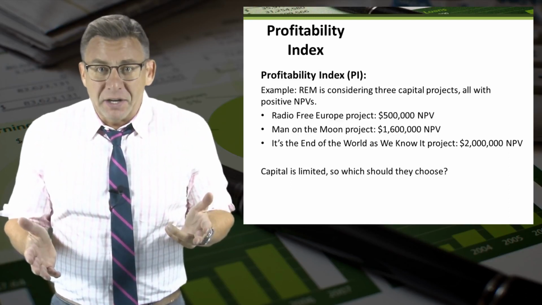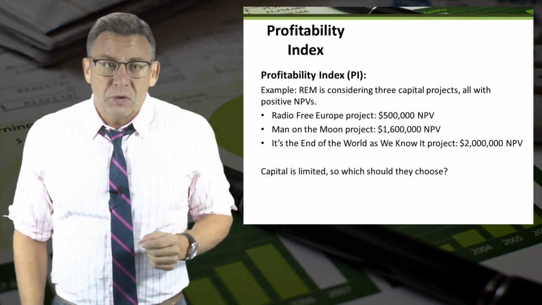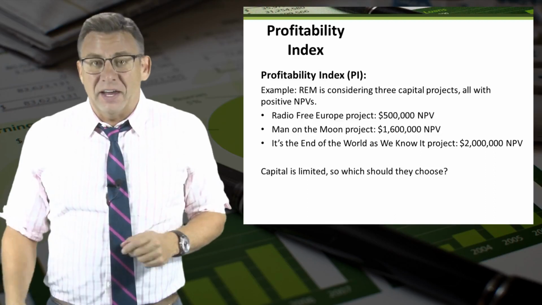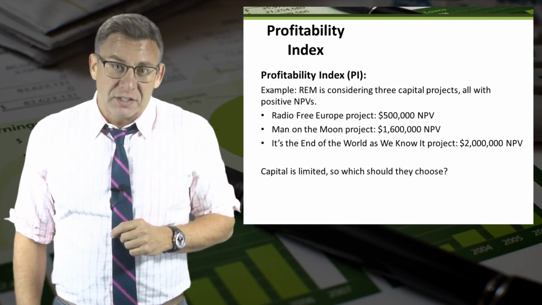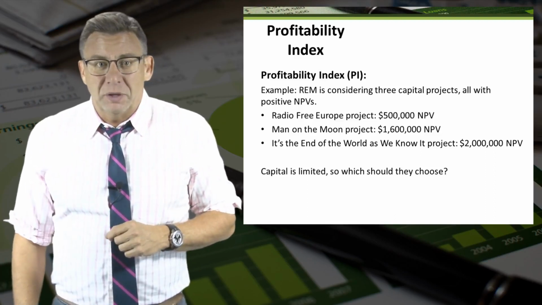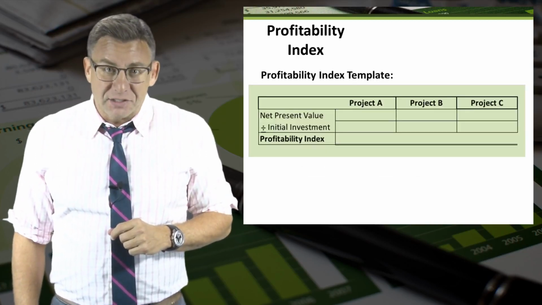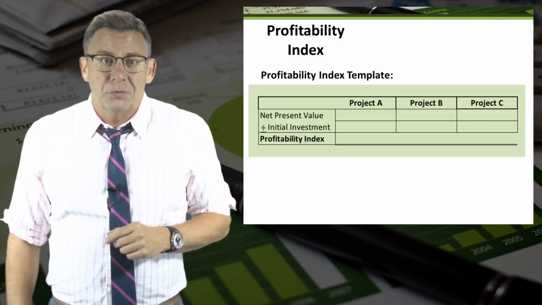Since capital is limited, which should they choose? Well, based on the net present values, it appears that we should choose the It's the End of the World as We Know It project, which has a net present value of $2 million. But perhaps we should apply the profitability index to these projects and see if that is true.